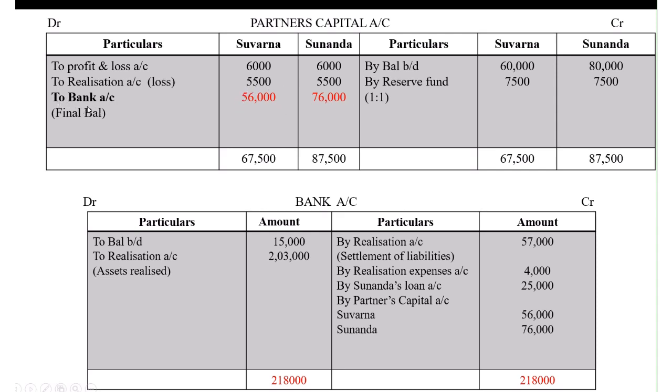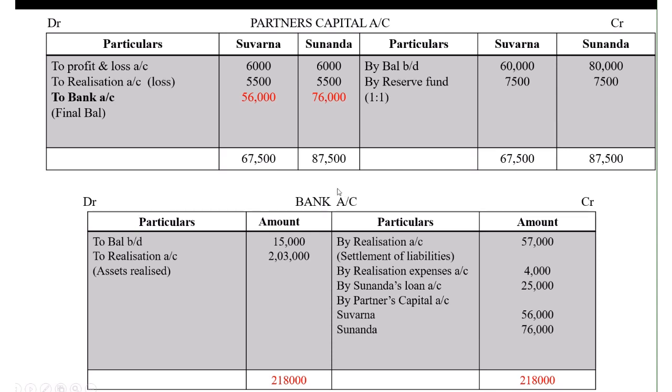So that is the reason we write here 'to bank account'. We are not writing 'to balance carried down'. It will not be carried to the next financial year. It is going to close. So we write 'to bank account'. This amount will be transferred to the bank account.